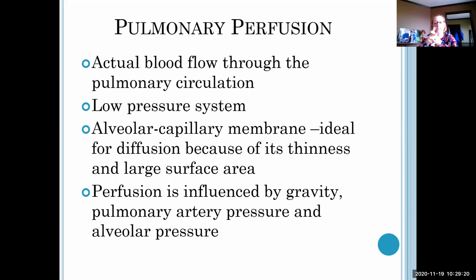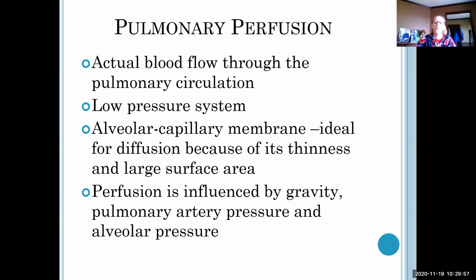The alveolar capillary membrane is ideal for diffusion because of its thinness and large surface area. Perfusion is influenced by gravity, pulmonary artery pressure, and alveolar pressure. Gravity is a big one with perfusion. When you think of why we turn our patients, it's not only to keep secretions from pooling in one area if they're on one side. Obviously, we turn our patients for multiple reasons: skin integrity, but also pulmonary toileting, to get those secretions up and out.